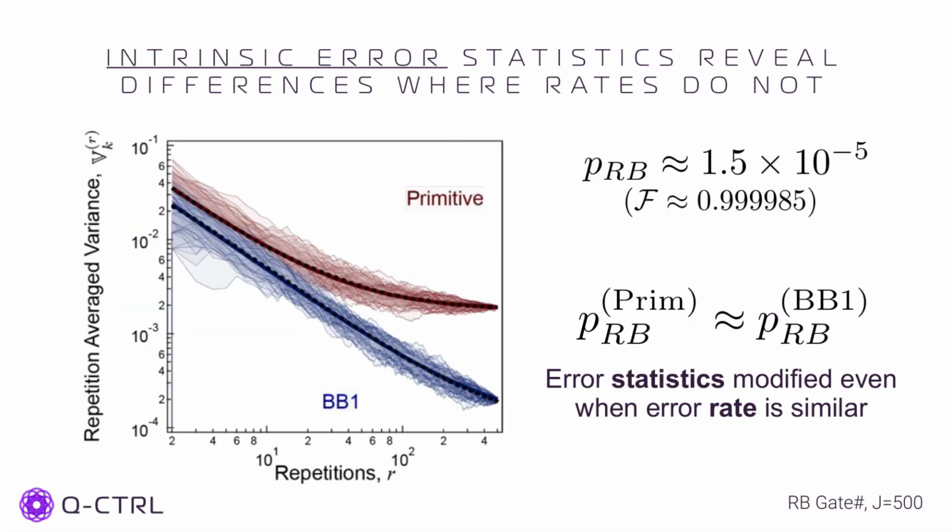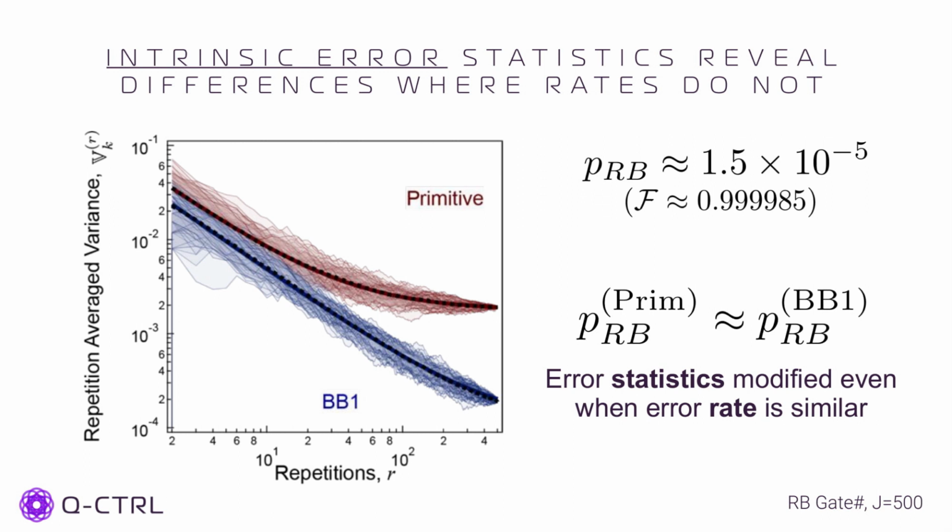Here's an example where we do randomized benchmarking in our trap. This kind of fidelity, the randomized benchmarking error rate is something like 1.5 by 10 to the minus 5. So that's 0.999985 fidelity, average fidelity. When we do this with standard gates, or we do it with BB1, which is another NMR style composite pulse, we actually get about the same value. Within experimental error, it's 1.5 by 10 to the minus 5, right?